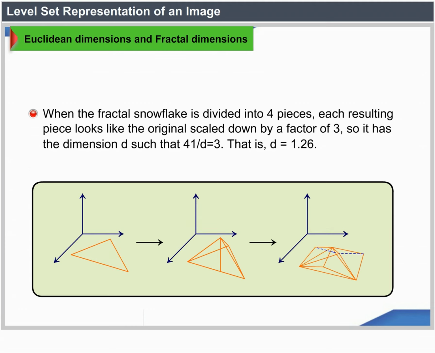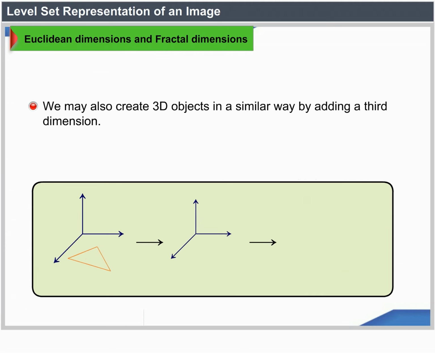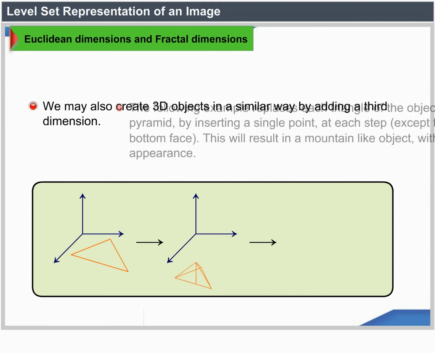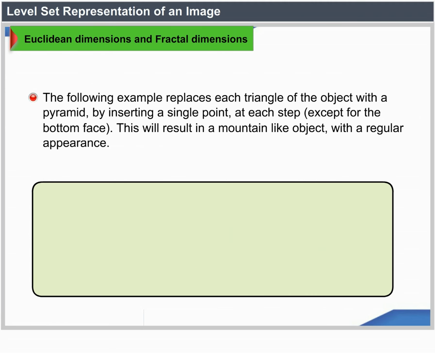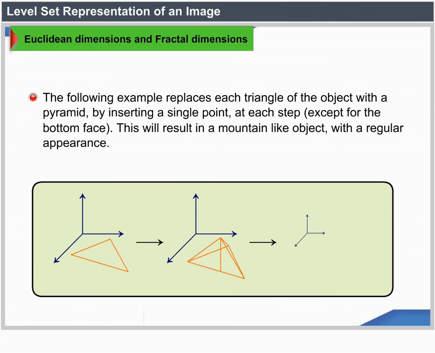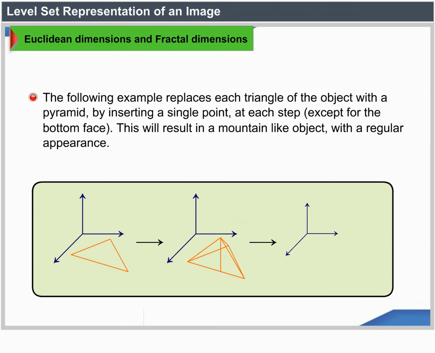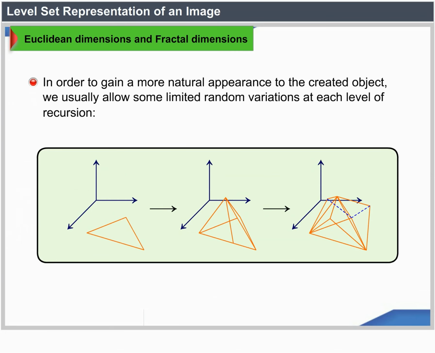We may also create 3D objects in a similar way by adding a third dimension. The following example replaces each triangle of the object with a pyramid by inserting a single point at each step, except for the bottom face. This will result in a mountain-like object with a regular appearance. To give a more natural appearance to the created object, we usually allow some limited random variations at each level of recursion.